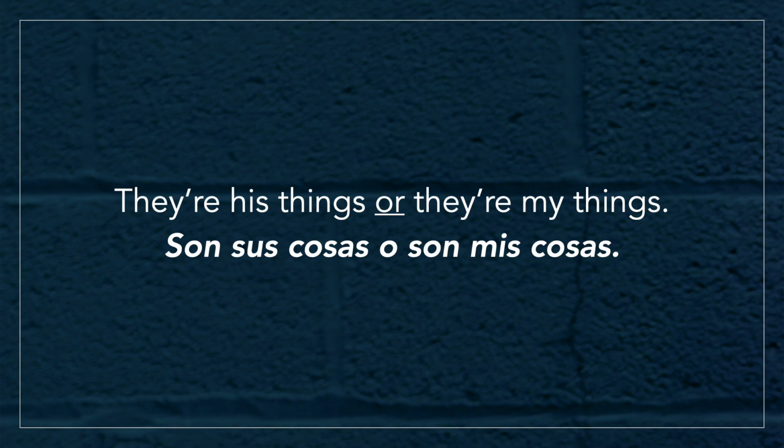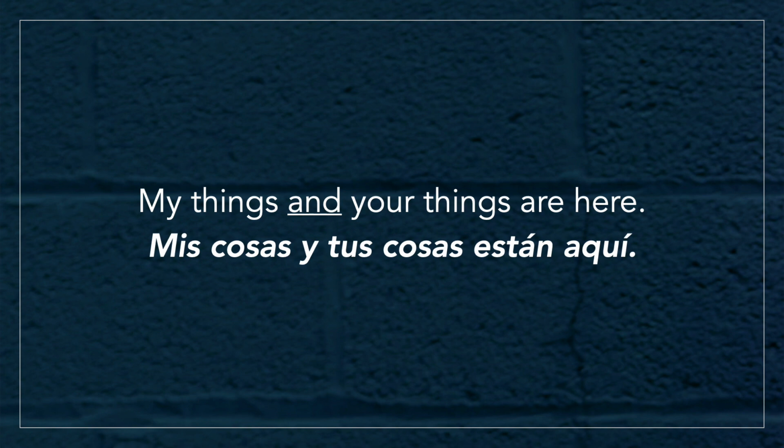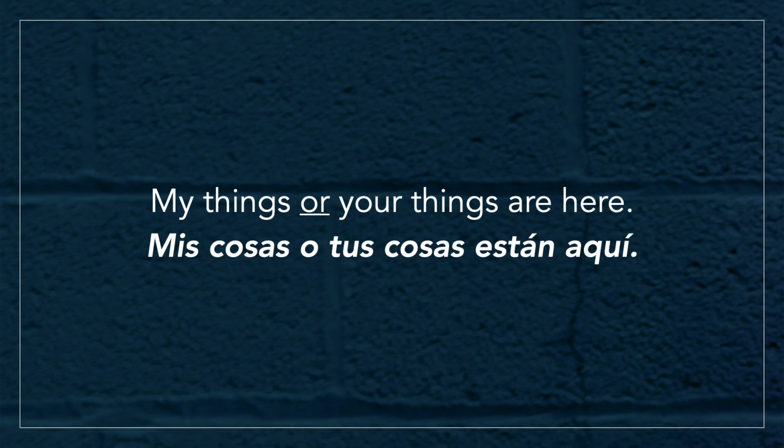But you can also use it between items in a list. For example, my things and your things are here. Mis cosas y tus cosas están aquí. So the word y here is being used just to list things, my things and your things. As you can tell, in this case, we don't actually have a full sentence before and after the conjunction as we did in previous examples. Let's replace and with or. My things or your things are here. Mis cosas o tus cosas están aquí.